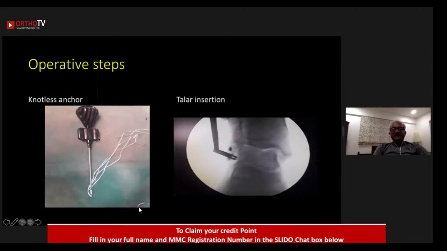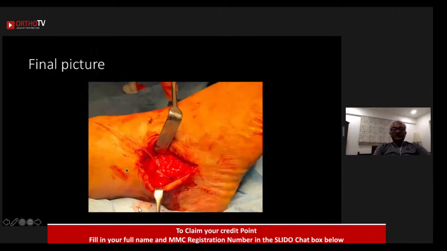That is the anchor which is being used. Sometimes you can even use an image intensifier to locate. Those are the anchors for double breasting onto the distal fibula which have been used. And this is the final picture where you see that is the ATFL and that is the CFL, which both have been corrected.